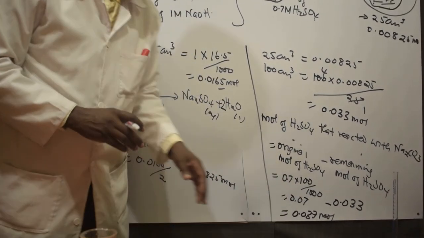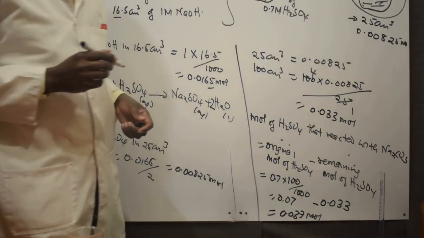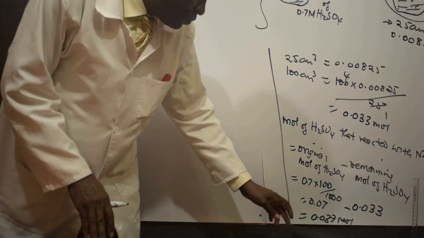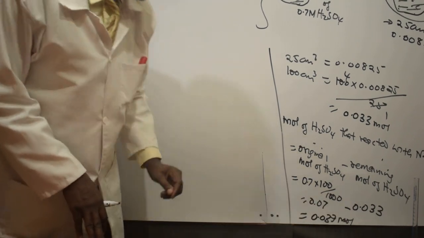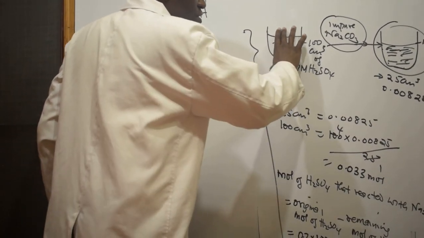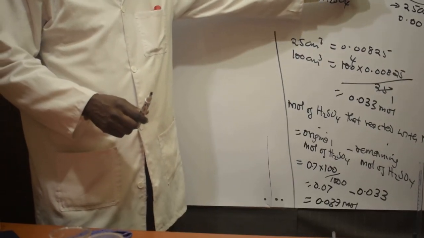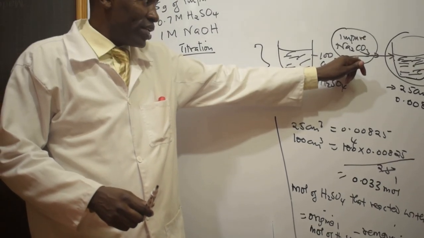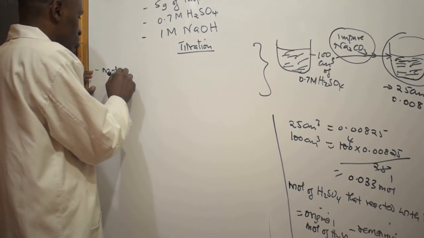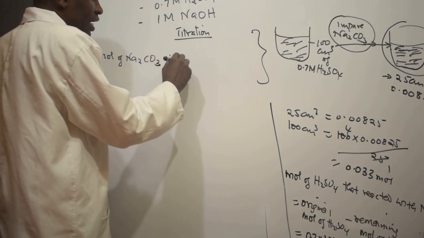0.037 moles. Now, these are the moles of sulfuric acid that reacted with my impure sodium carbonate. We've gotten it from the original minus the remaining. These are the moles of sulfuric acid that reacted with my carbonate. So if that is the case, I can work out the moles of sodium carbonate that reacted.